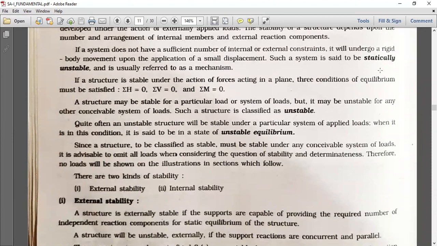The equilibrium conditions to be satisfied are summation of H is equal to 0, summation of V is equal to 0, and summation of M is equal to 0. A structure may be stable for a particular load or system of loads, but it may be unstable for any other conceivable system of load. Such a structure is classified as unstable.